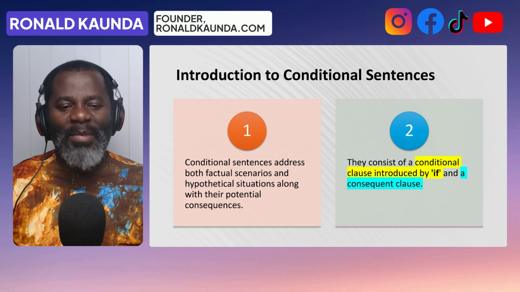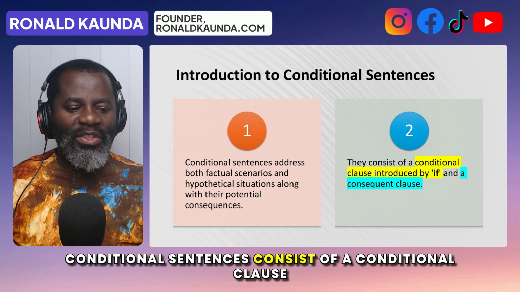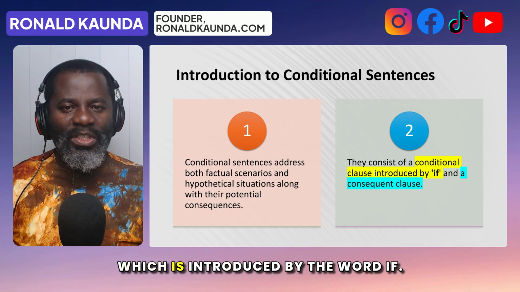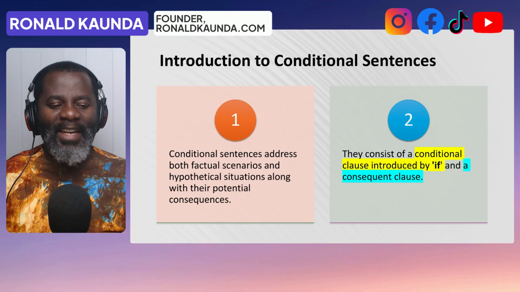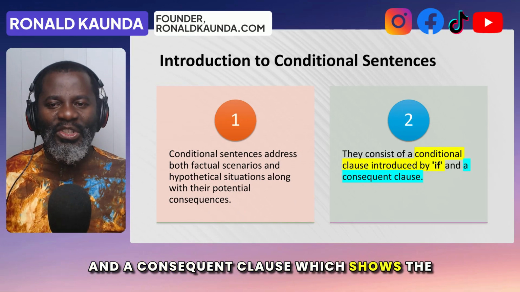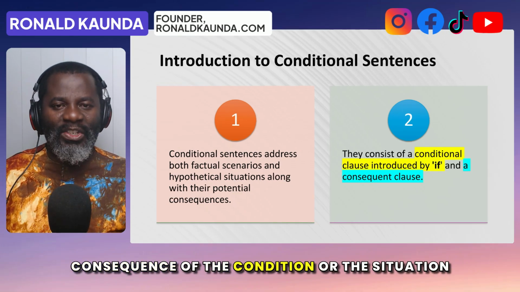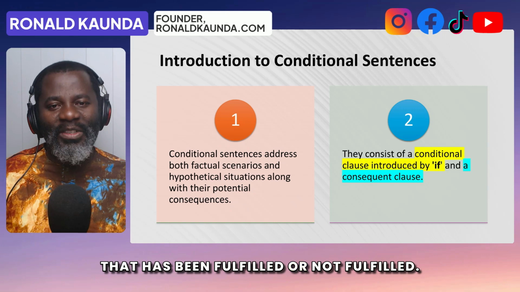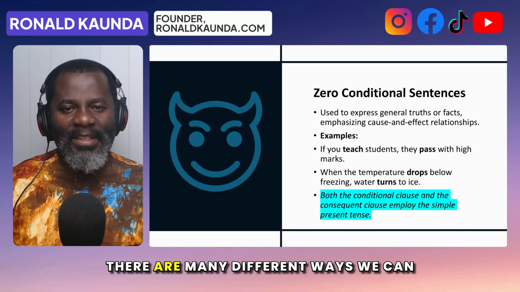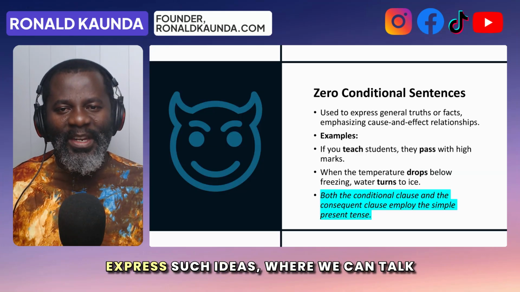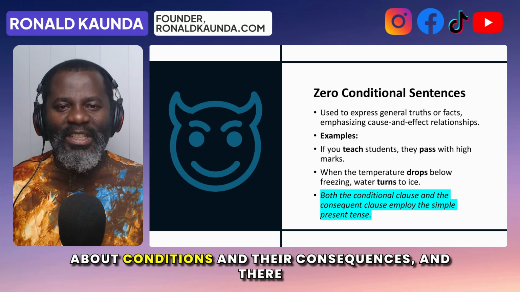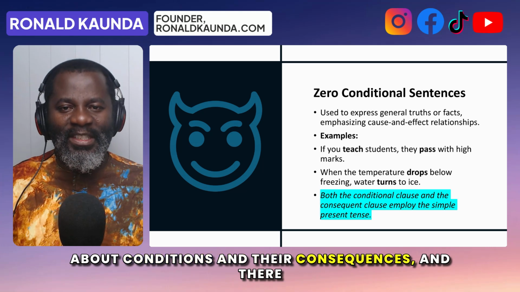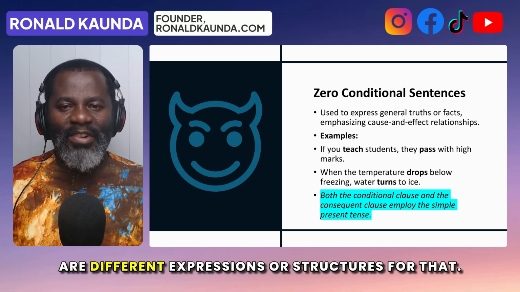we are talking about. Conditional sentences consist of a conditional clause, which is introduced by the word if, and a consequent clause, which shows the consequence of the condition or the situation that has been fulfilled or not fulfilled. There are many different ways we can express such ideas where we can talk about conditions and their consequences. And there are different expressions or structures for that.